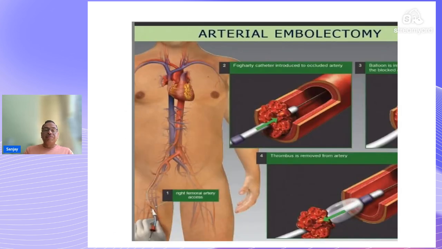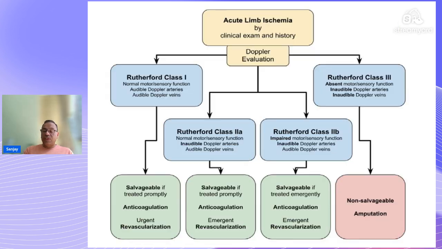Now, this is what I was talking about, the embolectomy, where the right femoral access is gained, as shown here, and the Fogarty's catheter is passed beyond the embolus. The balloon is inflated, and when it is withdrawn, the embolus is also withdrawn. So, this is one of the very important ways of tackling acute limb ischemia if the facilities for the same are available in your center.